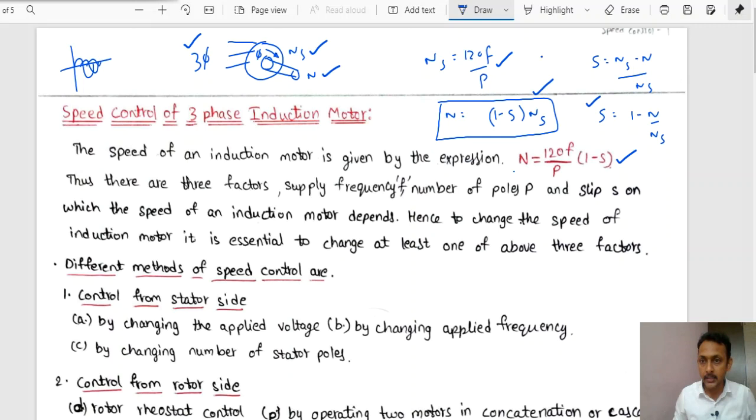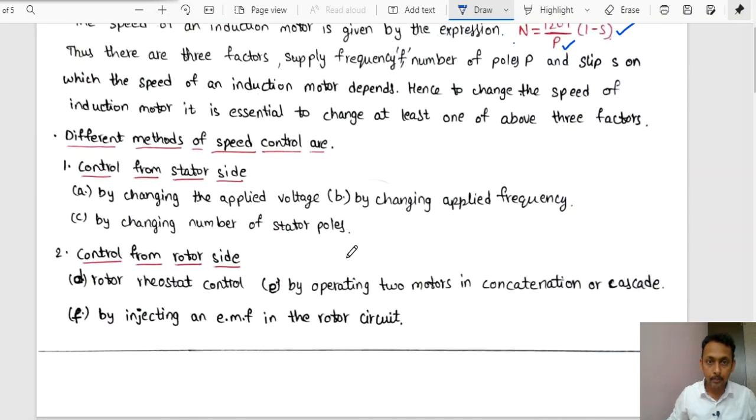This formula itself indicates that either by changing the supply frequency, or by changing the number of poles, or by changing the slip s, we can control the speed of the induction motor, right? Now let me go further.